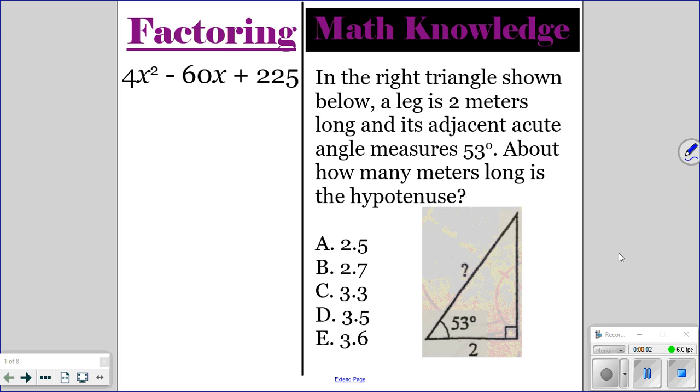Alright, so y'all go ahead and do the factoring and the math knowledge question today. Pause the video, and then once everyone is finished, you can unpause the video and I'll go over the correct answers. So for the factoring, you want to do remove, replace, reduce.